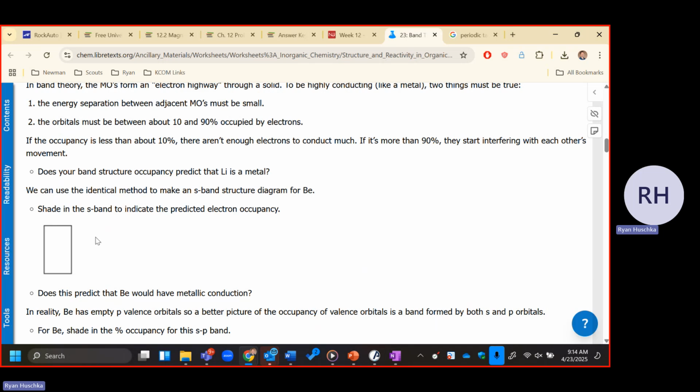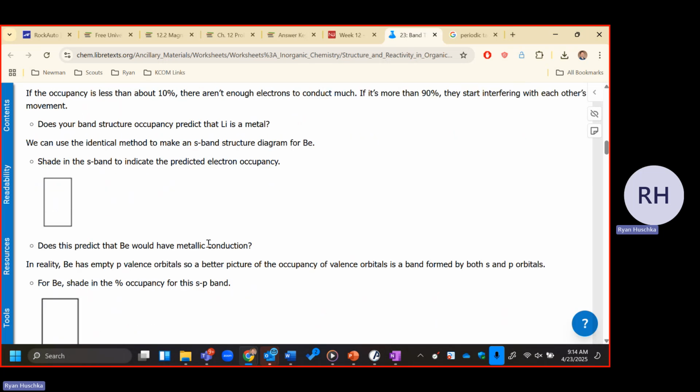So I'm not going to redraw that. Okay, completely shaded in, right? Does it predict that you would have some type of metallic conduction if you just based it off of that S band? We bet 100%, right? And if you're at 100%, then you're going to have interference, right? You almost have too many electrons, too much sea of electrons packed in there that can't allow them to freely move, right?